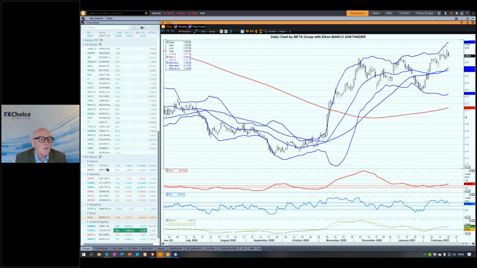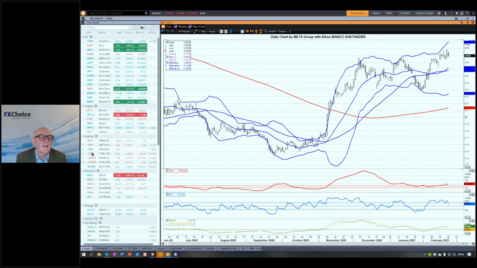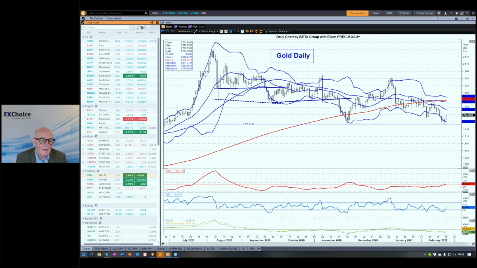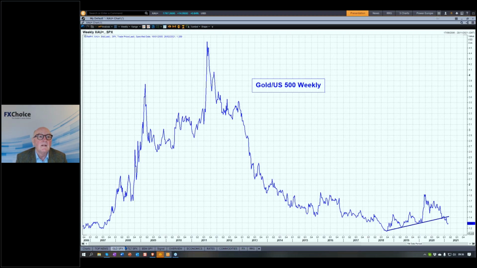Right, good question there. So let's go and look, and luckily I have at hand a graph to show you that. So let's look at gold, and then gold versus the S&P here. So here's the answer to that. Gold versus the S&P. So rising is gold outperforming the S&P. Falling is gold underperforming the US 500. The answer is it's underperforming, and the stock market is better than the gold market.